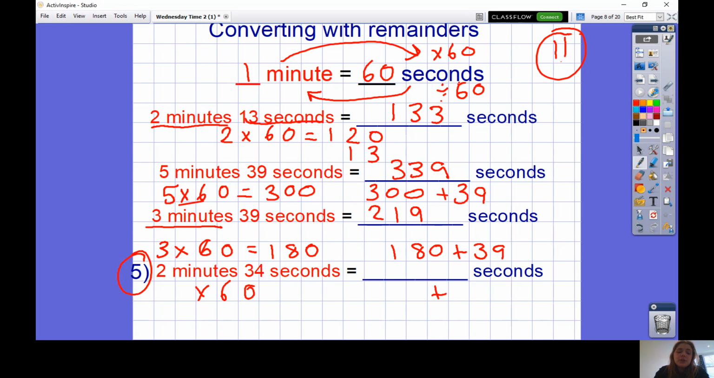Okay, I'm going to go through the answer. Make sure you've had a go at this question by yourself. 2 minutes is 120 seconds. So now I'm just doing 120 seconds add 34, which should have given you 154 seconds. Well done if you got that one.